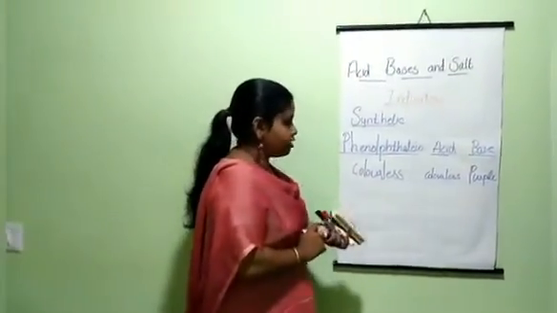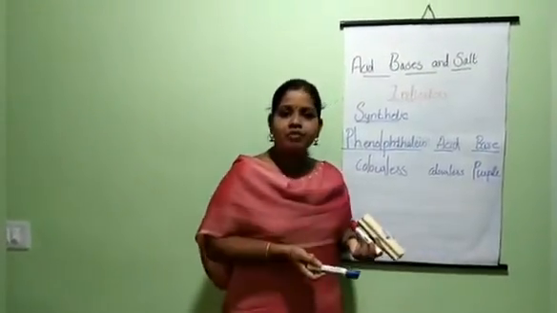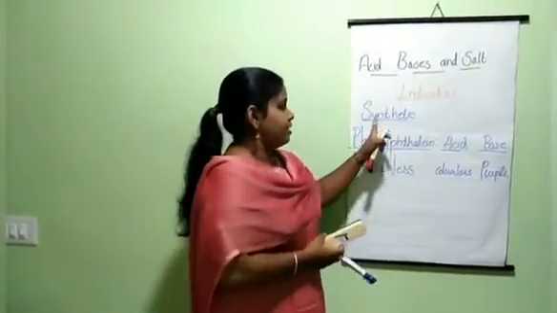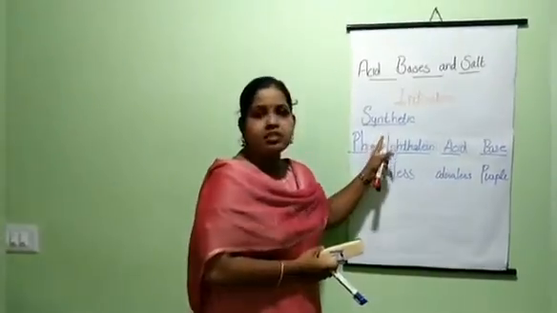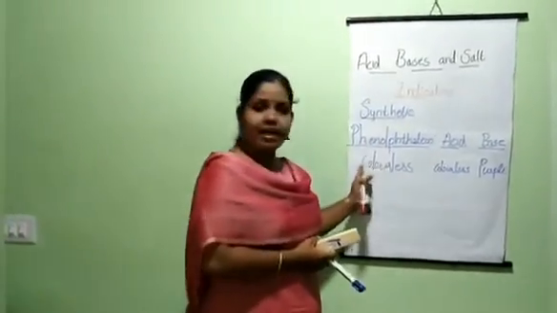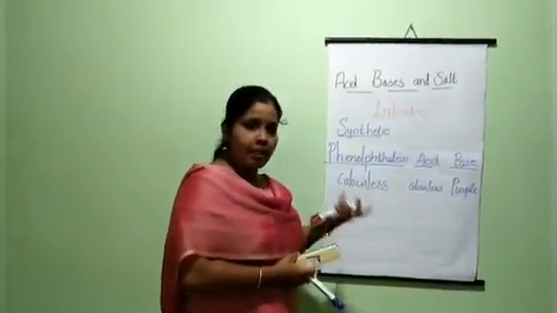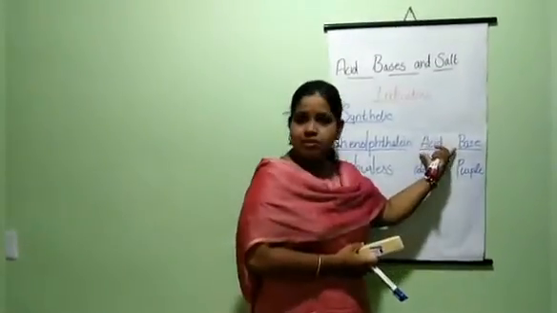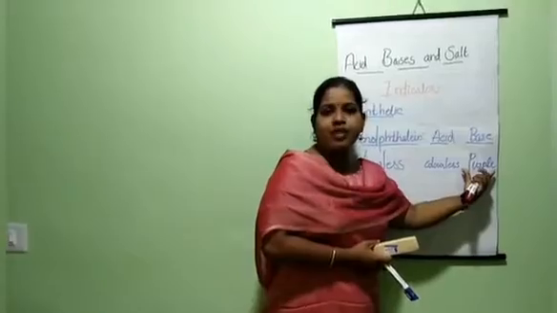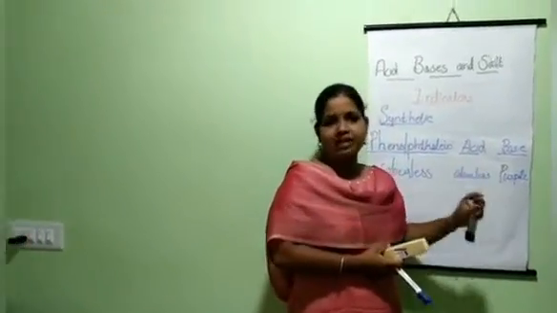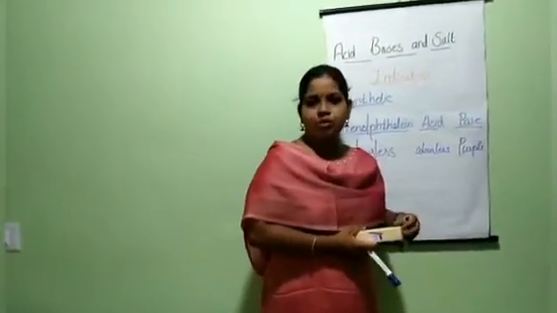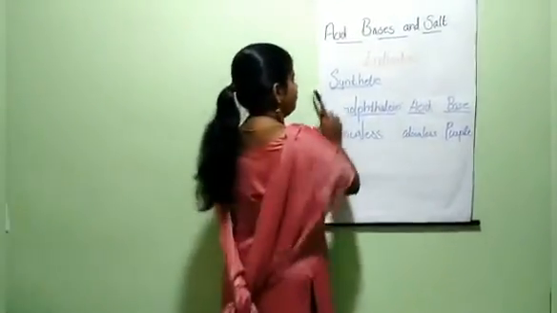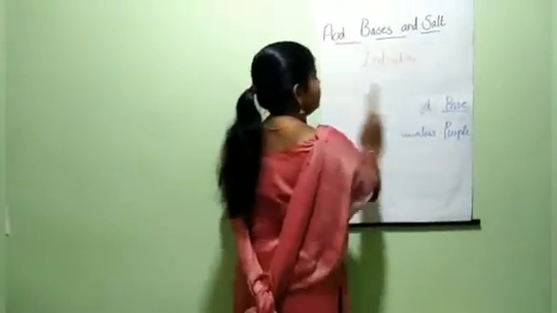Okay, from this color change, we can identify whether a given solution is an acid or base. So, the second example of synthetic indicator is phenolphthalein. It is colorless, and remains colorless in acidic solution and develops a purple or light violet color in basic solution. So, from this color change, we can easily distinguish them.